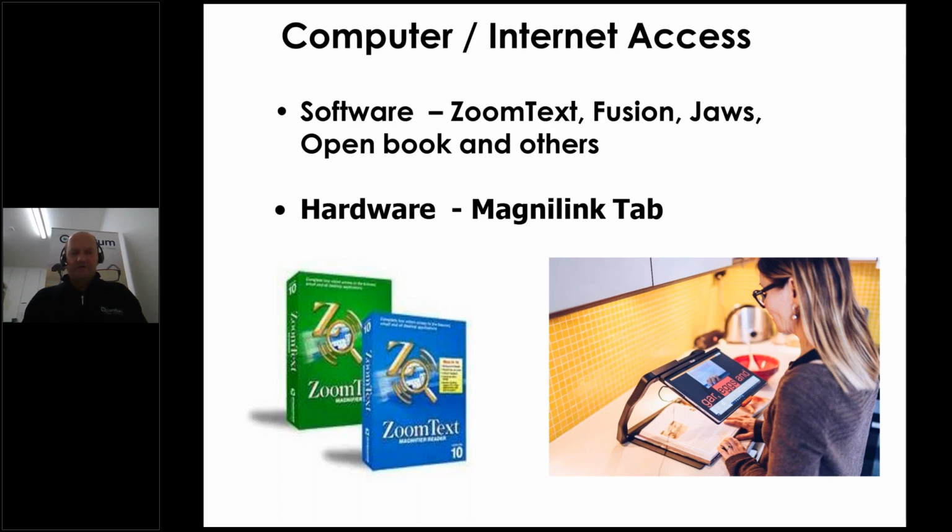There's also a few new hardware options out these days, like the MagnaLink tab, and as you can see on the slide there, it's like a Surface Pro computer which is attached to a tablet, and with that device, once again, you can use it as a magnifier. The advantage of using something like a MagnaLink tab is that it's just a regular Windows-based computer, so you can use that for any other tasks that you normally would, such as your internet banking or any of your school activities that you need to do.